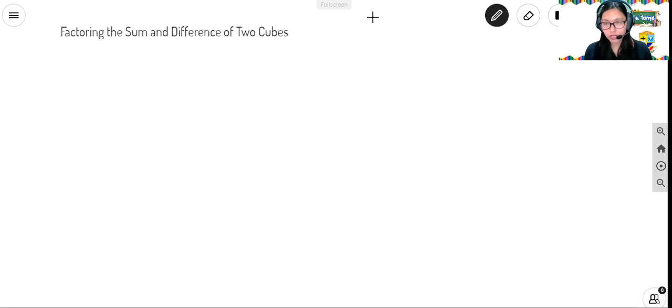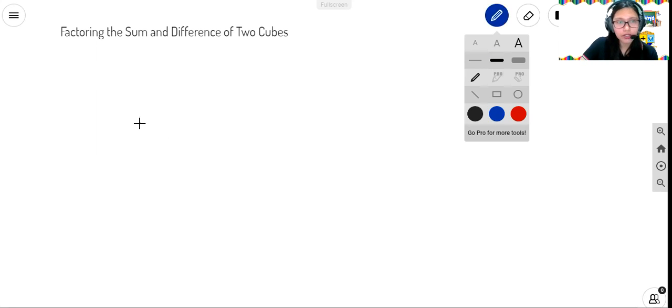And as a continuation of the factoring lessons, our video will be discussing factoring the sum and difference of two cubes. When we say cube, it means the expression, real number, or variable is raised to the third exponent. So how does factoring the sum or difference of two cubes look like? This is how it looks like.